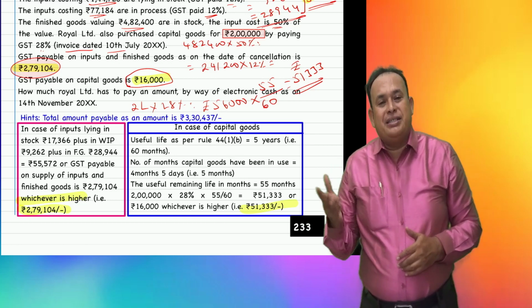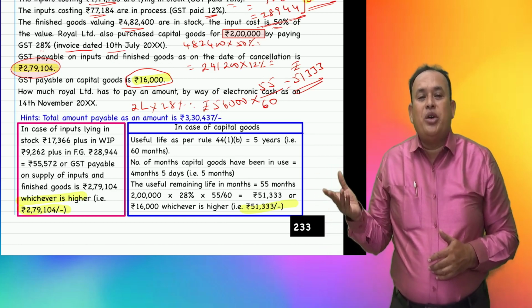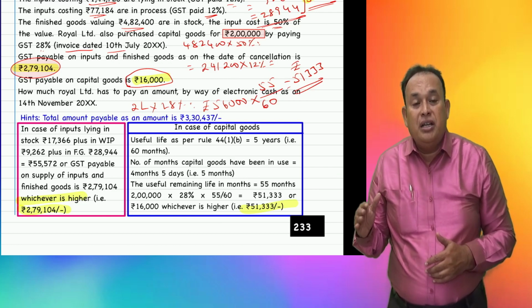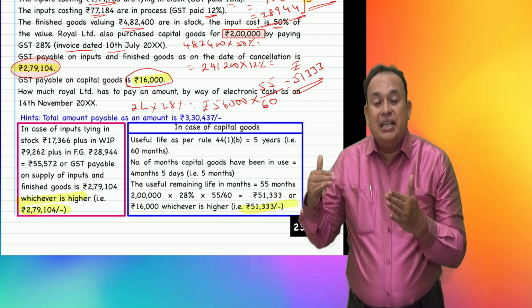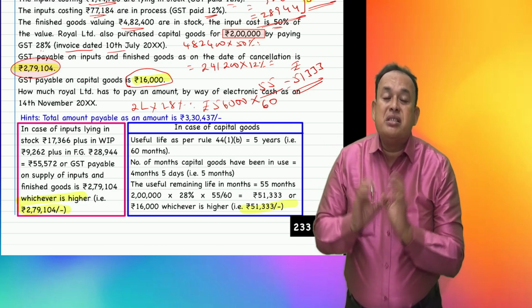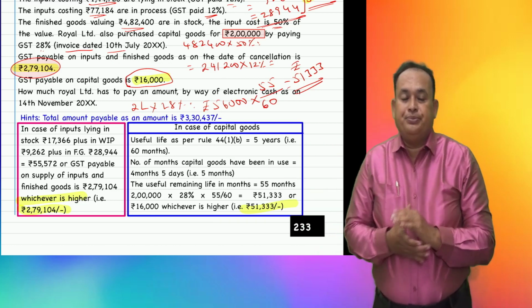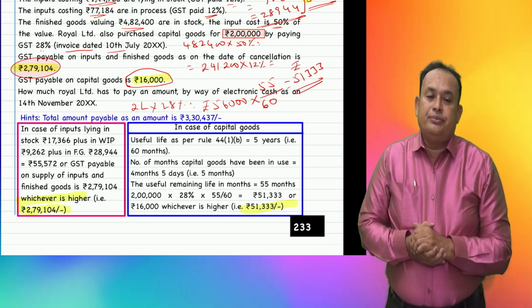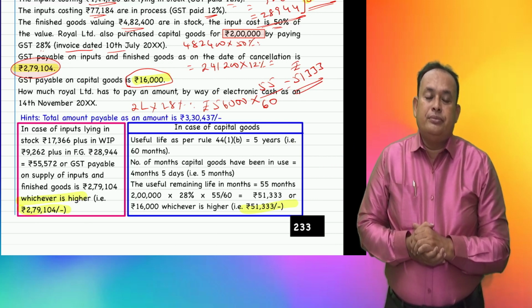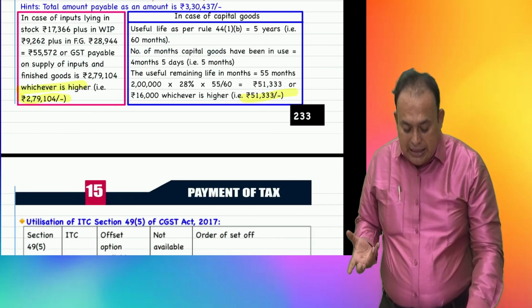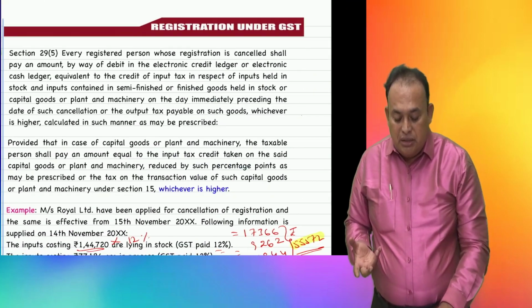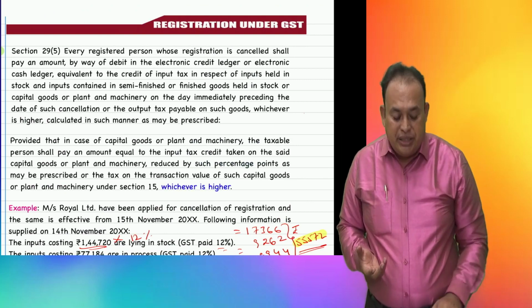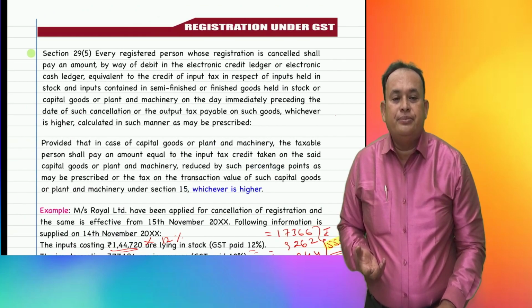As simple as this. Under Section 29, where a going concern is going to wind up the business, the assets are deemed supply of goods. With this, I can say, my dear friends, your registration chapter under GST is concluded.